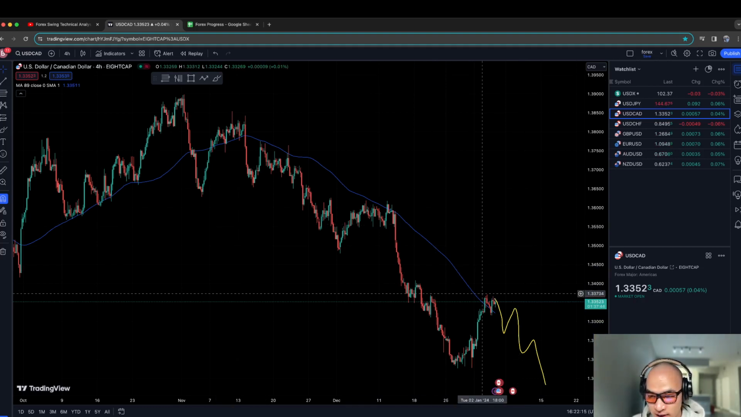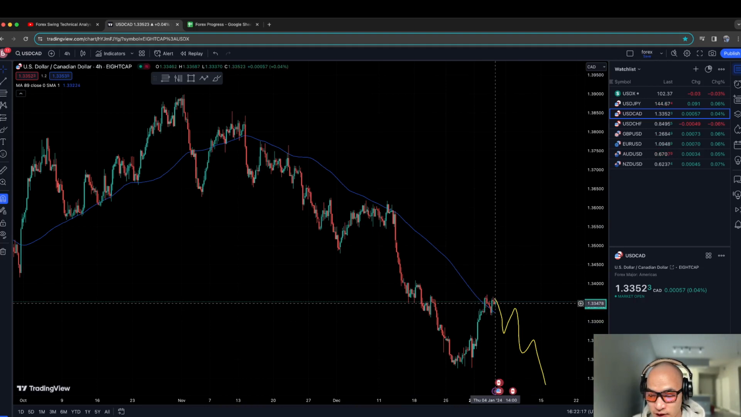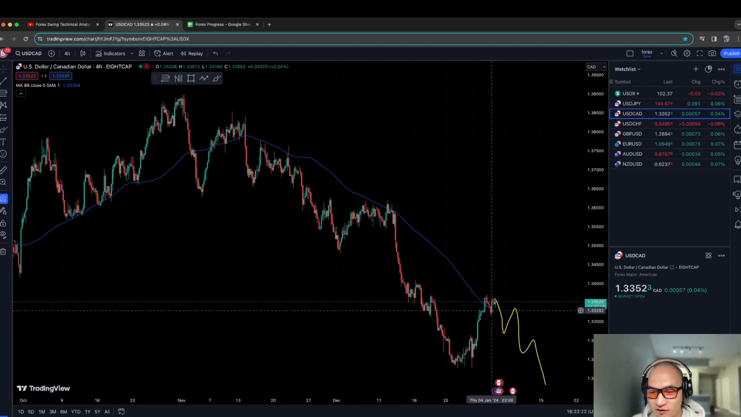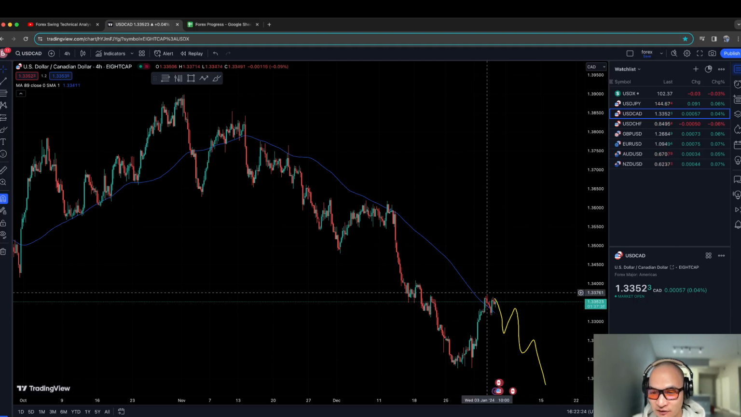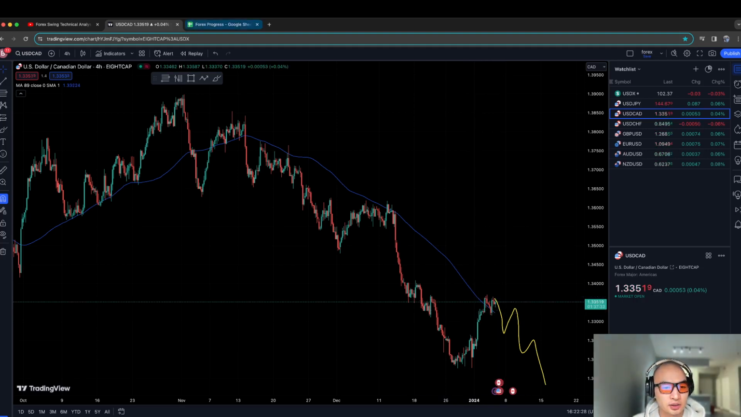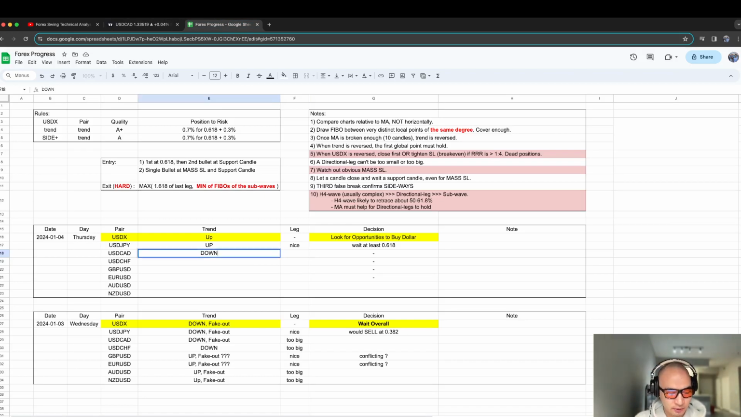Right now we don't have 10 candles closing above the moving average. That means the market is faking out. The trend is technically still considered down. Okay, so now we're going to put it down. It is faking out.